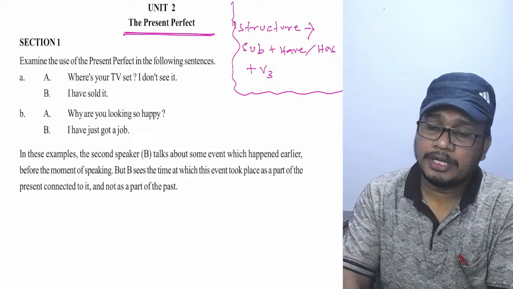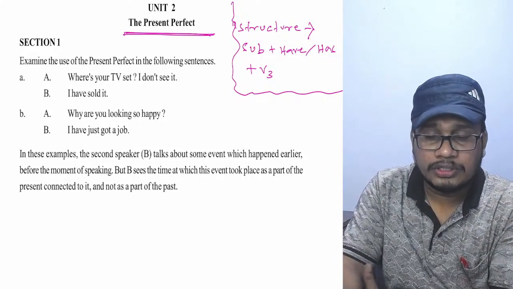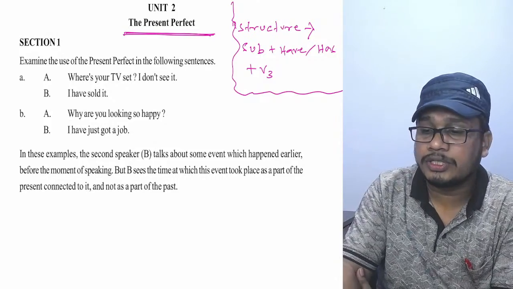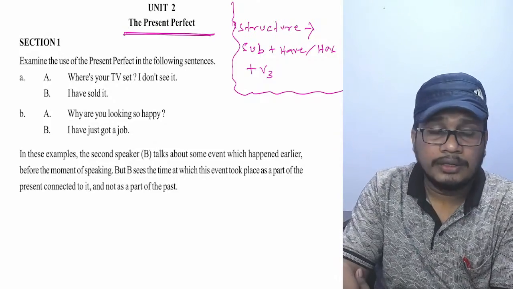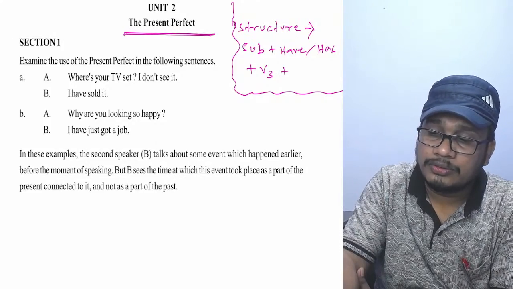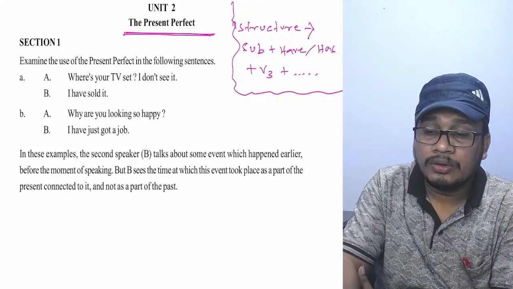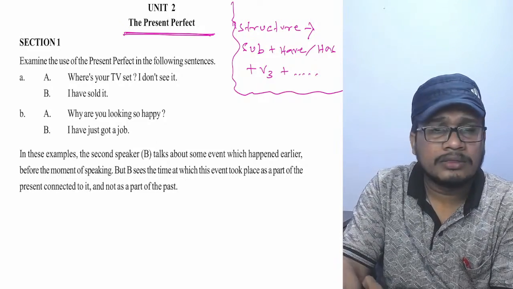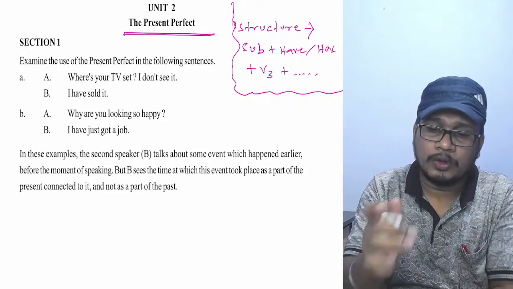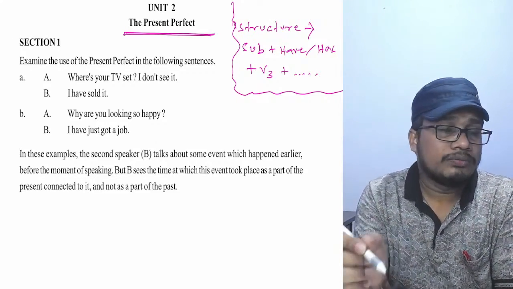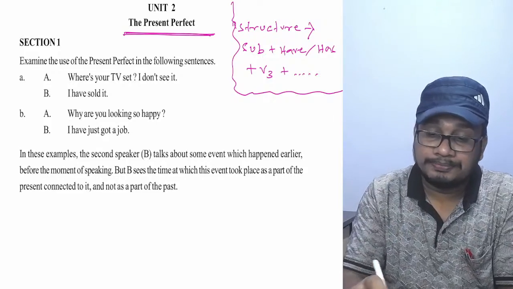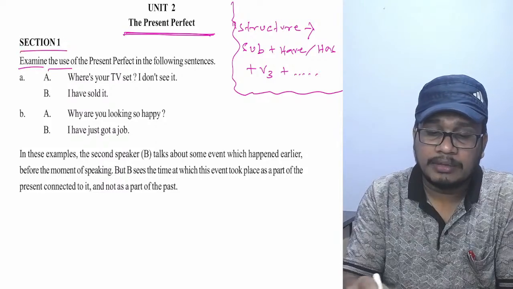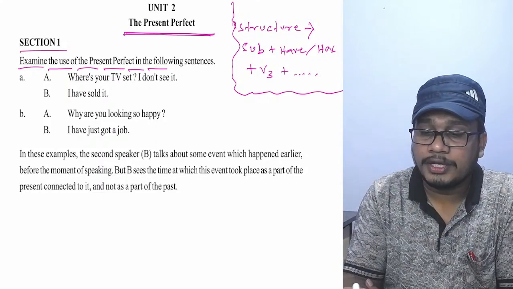In the present perfect tense, we will use a subject. Then have and has, according to the number and person of the subject. Then the third form of the verb, the past participle, will be used, and after that whatever comes next. First of all, we will examine the use of present perfect in the following sentences.